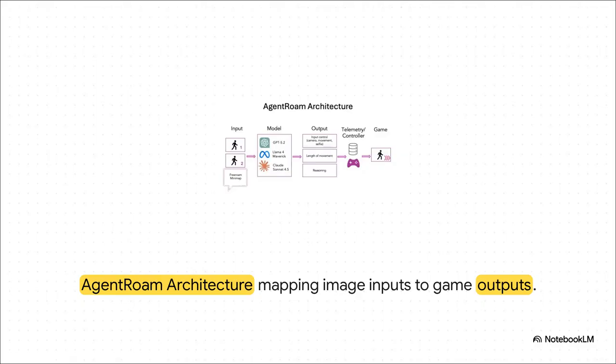Looking at how the agent architecture is actually set up, first, we've got our inputs, actual raw screenshots of the game, along with the in-game minimap. These images are fed directly into massive multimodal models like GPT, Meta's Llama, or Anthropic's Claude. The model is then prompted to output a very specific three-part command: what controller button to press, exactly how long to hold it down, and, most importantly, its reasoning for doing so. That text is then sanitized and pushed through telemetry directly into the game itself.